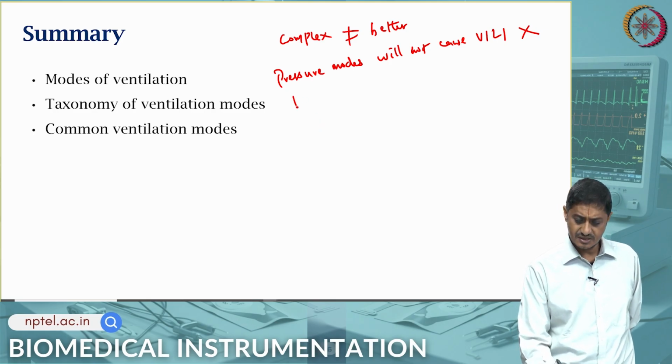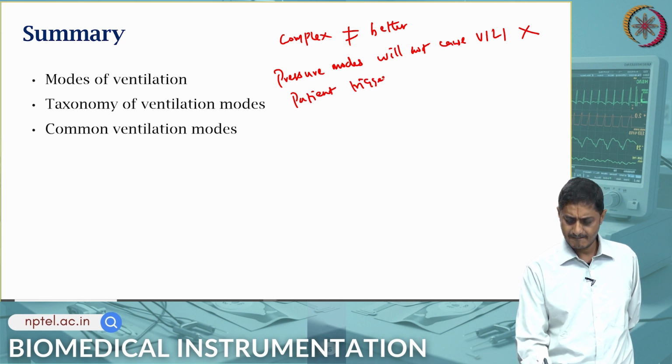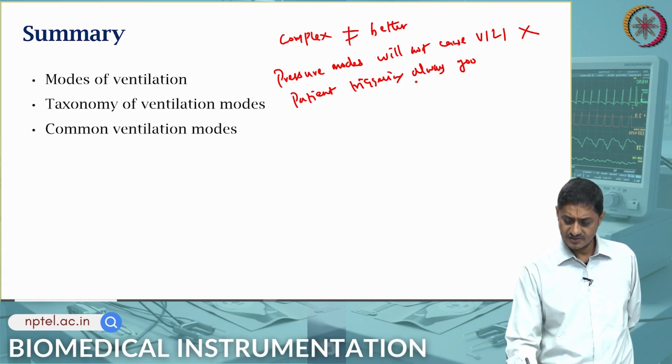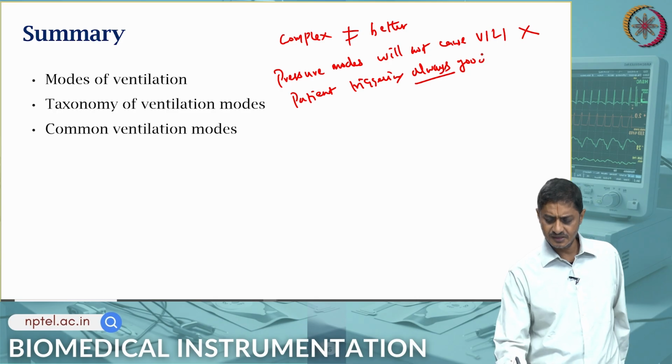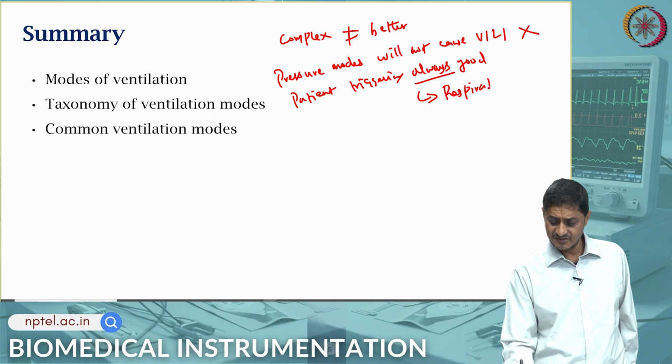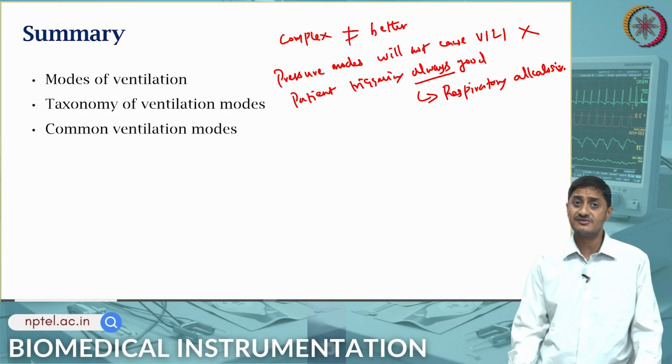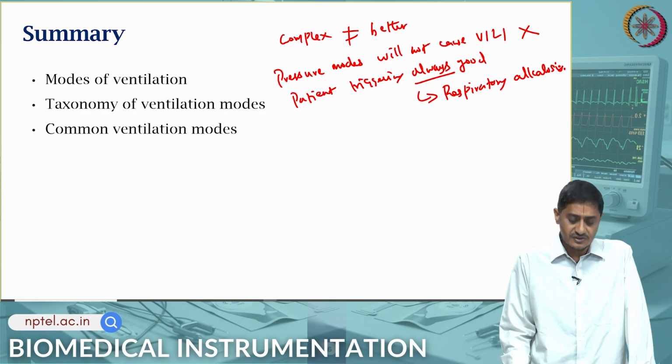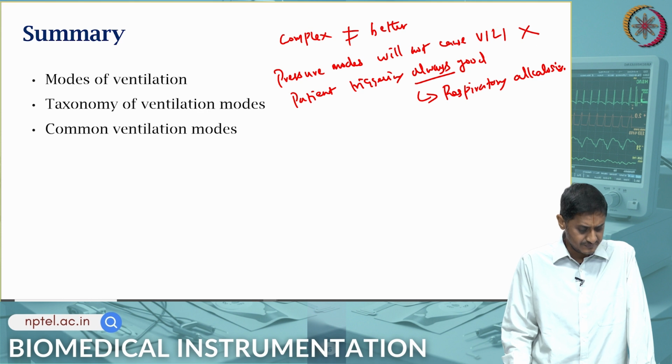Patient triggering is always good. It is also not true, because if the patient is always triggering, sometimes it might cause respiratory alkalosis. When will this happen? When will respiratory alkalosis happen? Check this. In one of our earlier videos we said when respiratory acidosis happens and when respiratory alkalosis happens, because sometimes when the patient is triggering the ventilator, it might cause respiratory alkalosis, right.